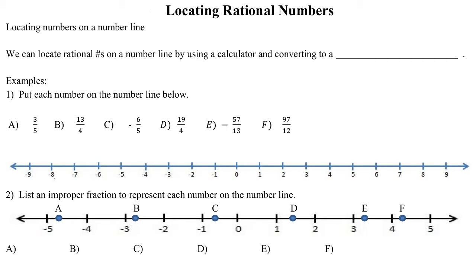So we want to take a look at locating rational numbers, specifically on a number line. We want to remember rational numbers are our integers, our wholes, our natural numbers, so that's -3, -2, -1, 0, 1, 2, 3, 4, plus our fractions and decimals, right? So anything that's terminating or repeating, all right? So we're going to go ahead and do this by using our calculator to convert most of these numbers to a decimal.